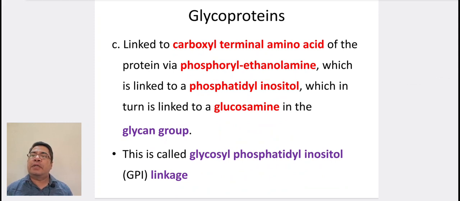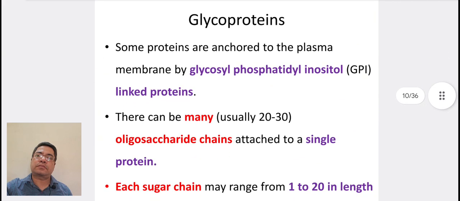Linkage 3 is linked to the carboxyl terminal amino acid of the protein via phosphoryl ethanolamine, which is linked to a phosphatidyl inositol, which is in turn linked to a glucosamine in the glycan group. This is called glycosyl phosphatidyl inositol linkage. Some proteins are anchored to the plasma membrane by glycosyl phosphatidyl inositol.